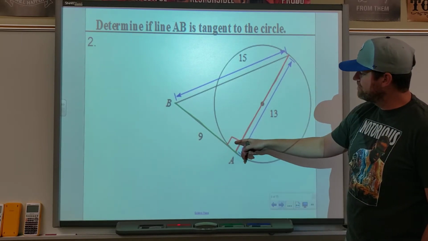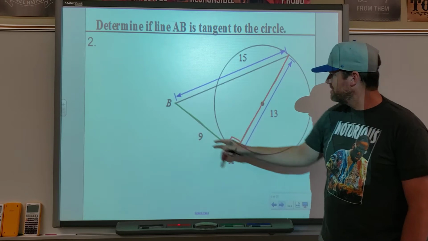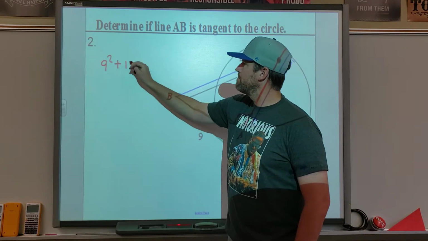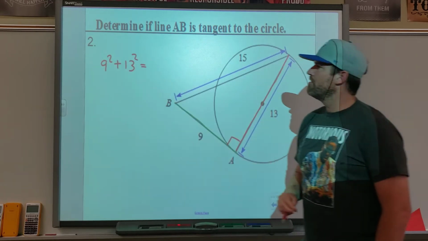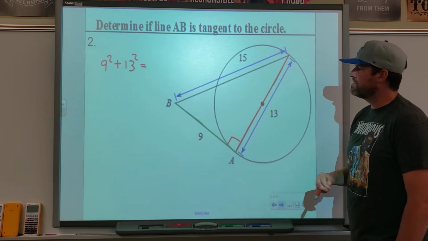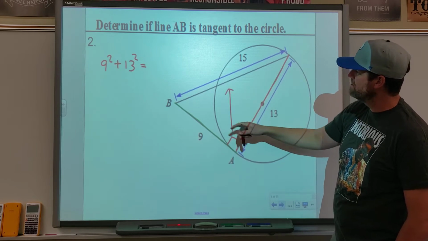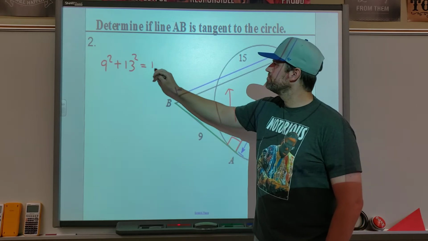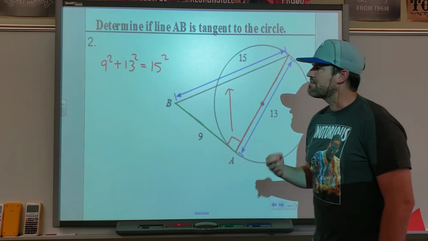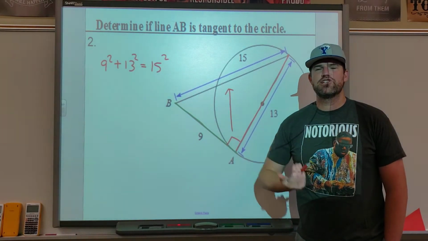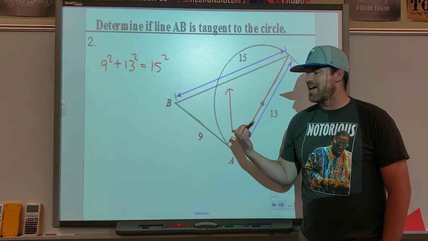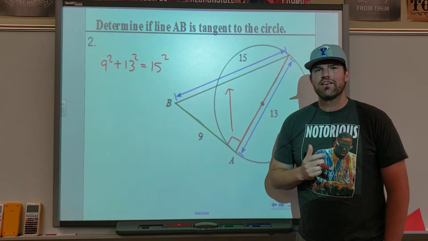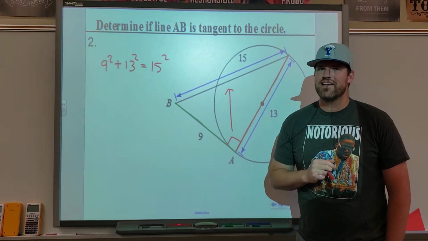If this is the right angle, then my two legs would be 9 and 13, and those would equal the hypotenuse squared. Well, the hypotenuse would have to be this side here, which shows a length of 15. So go ahead and calculate that and determine, is that line a tangent? That line is not a tangent.